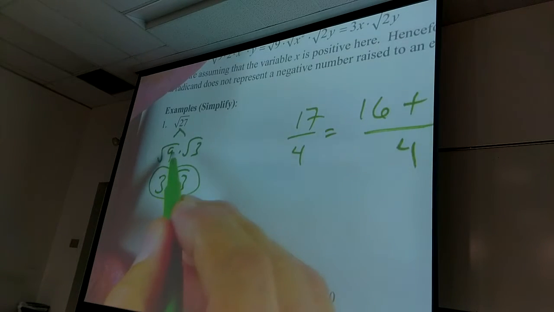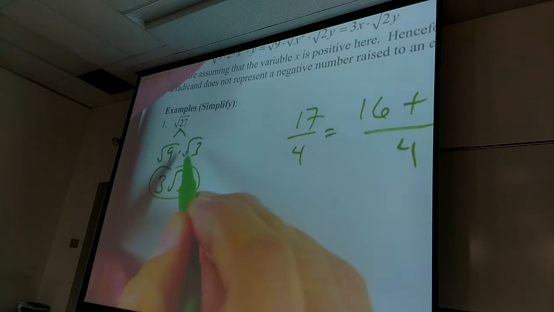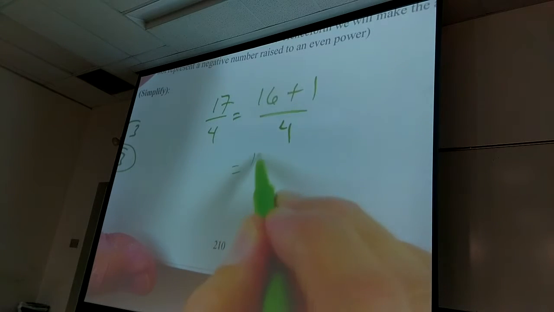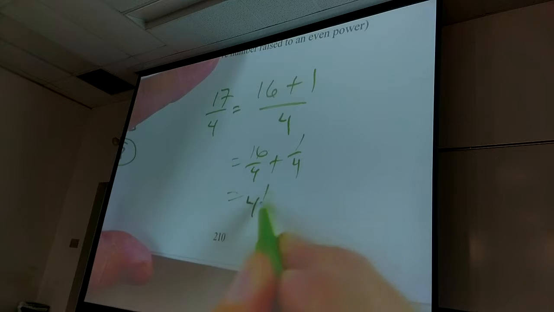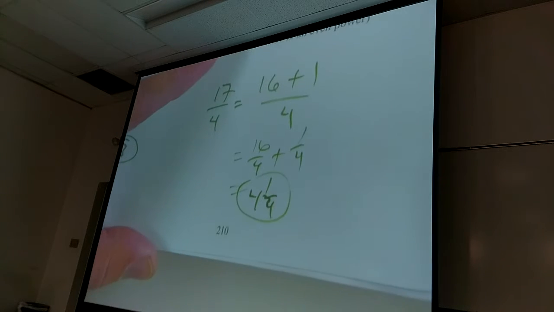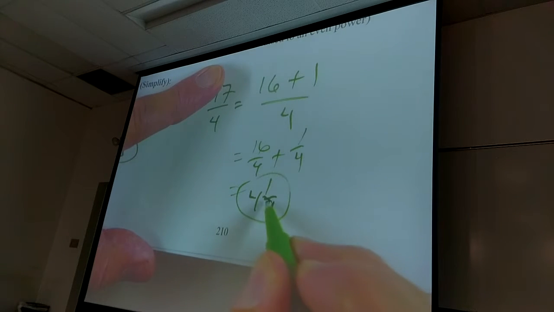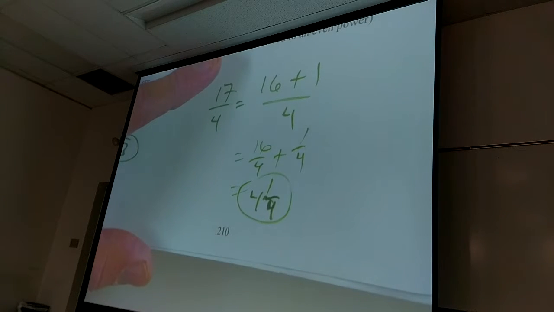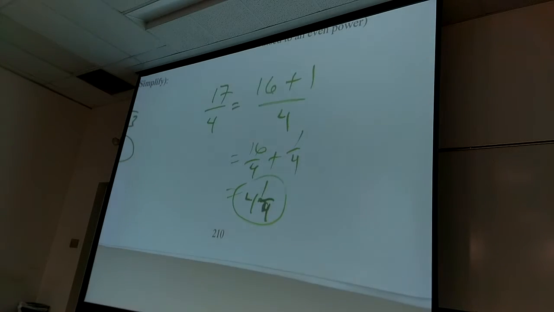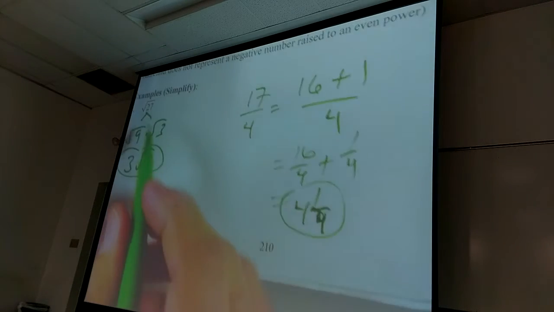I'm breaking it up into a part I can work with and a part that's just going to sit there. So now I can say, okay, this is 16 over 4 plus 1 over 4. What's 16 divided by 4? 4 and 1/4. Bam. Are you guys cool? So you don't have to involve long division and big old remainders. That's really the same idea we're applying here.